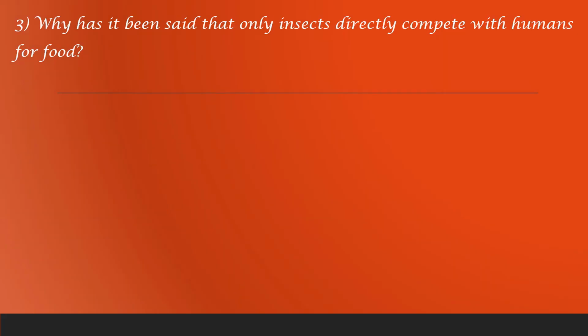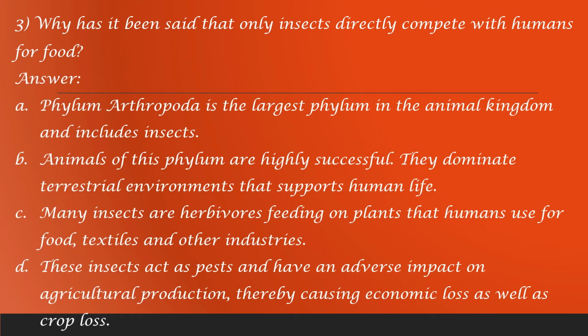Now students, can you tell why it has been said that only insects directly compete with humans for food? Yes, phylum Arthropoda is the largest phylum in the animal kingdom and includes insects, and animals of this phylum are highly successful. They dominate terrestrial environments that support human life. Many insects are herbivores, feeding on plants that humans use for food, textiles, and other industries. These insects act as pests and have an adverse impact on agricultural production, thereby causing economic loss as well as crop loss.